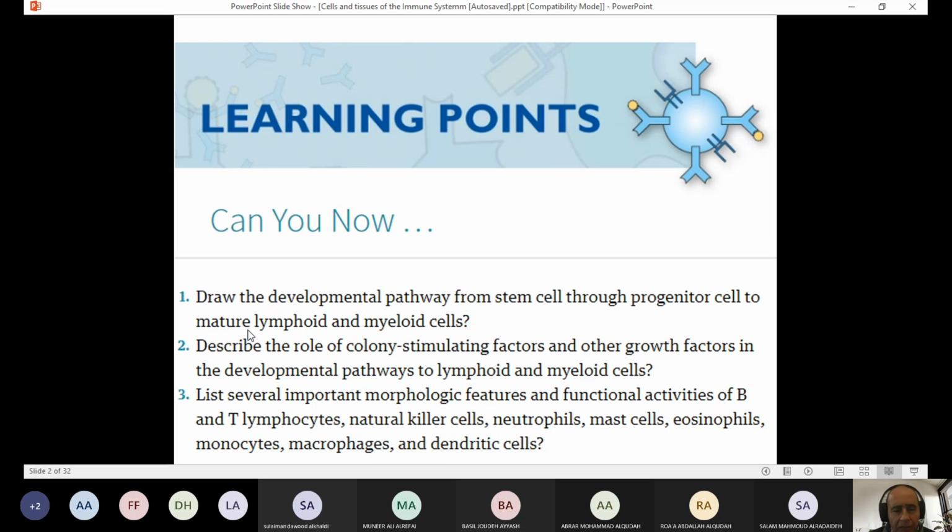These are some of the main objectives. Draw the developmental pathways from stem cell through the progenitor to mature lymphoid and myeloid cells. The important thing to know now is that everything starts from the bone marrow, and then how the immune system starts from the stem cells in the bone marrow, and then into the other cells that are involved. Describe the role of the colony-stimulating factors and other growth factors in the developmental pathways to lymphoid and myeloid cells.